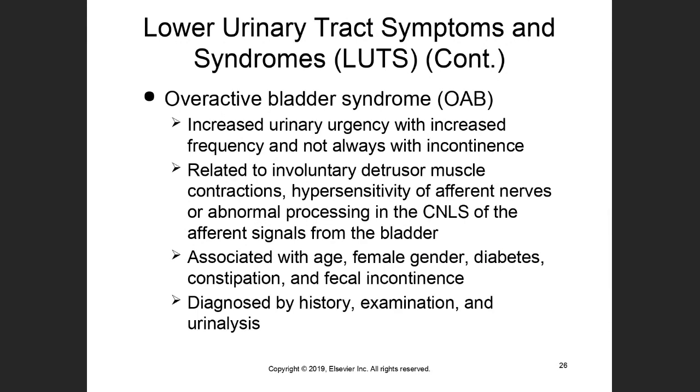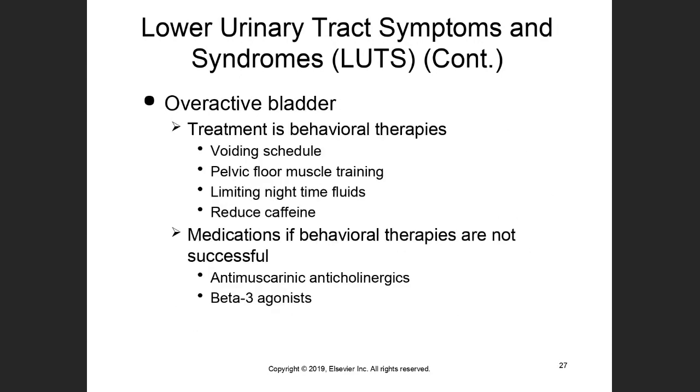Overactive bladder syndrome. Okay, overactive bladder syndrome: increased urinary urgency and frequency. Related to involuntary detrusor muscle contraction, hypersensitivity of afferent nerve, or abnormal processing in the CNS of the afferent signal from the bladder. Associated with aging, female gender, diabetes, constipation, fecal incontinence. Diagnosed by history, physical exam, and urinalysis.